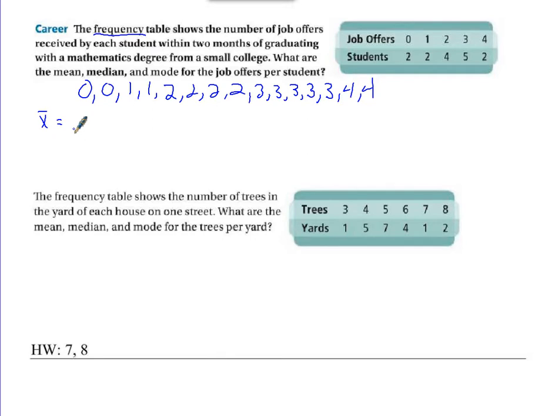Maybe we can do it in our heads, I don't know. We've got 2, 4, 6, 8, 10. Another 15, that'd be 25, and 8, 33. How many students were there?